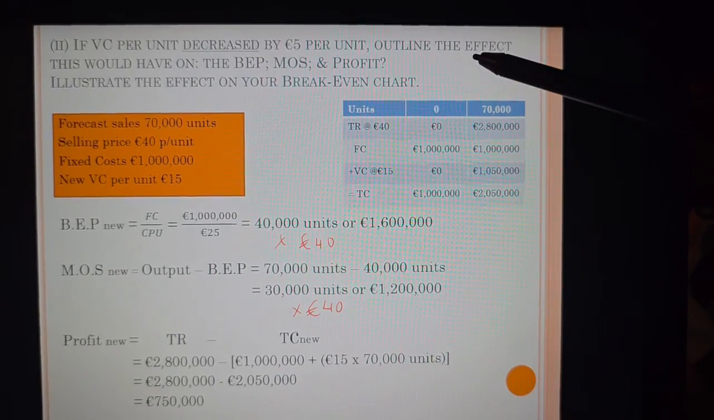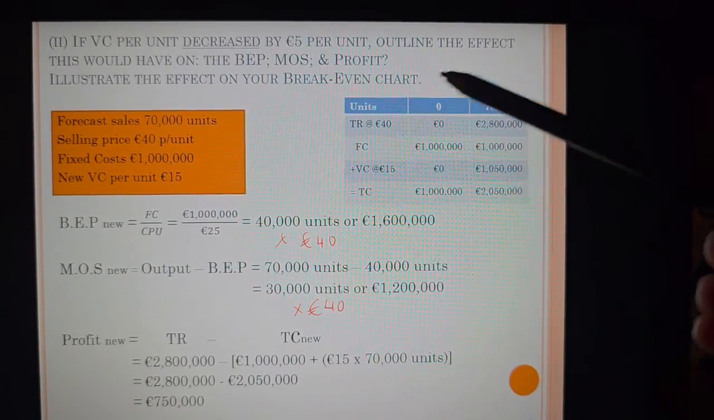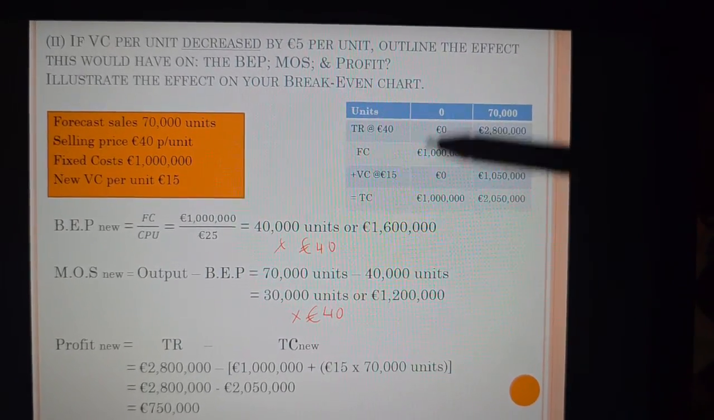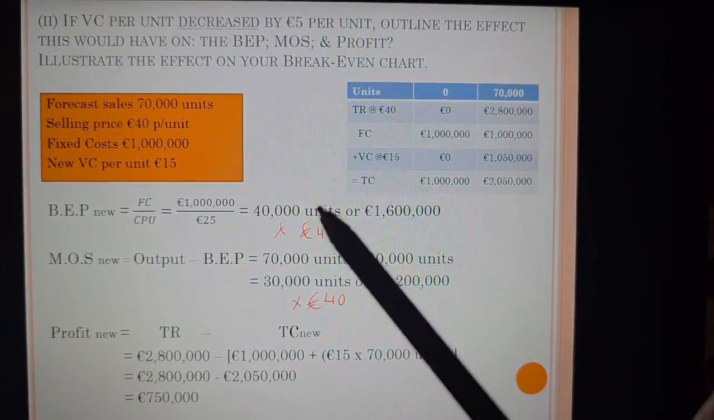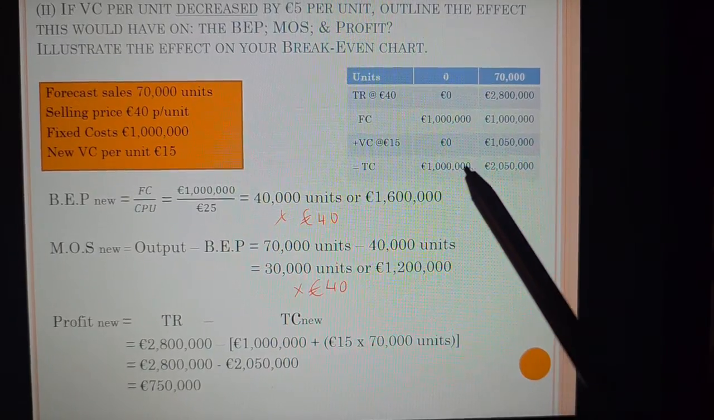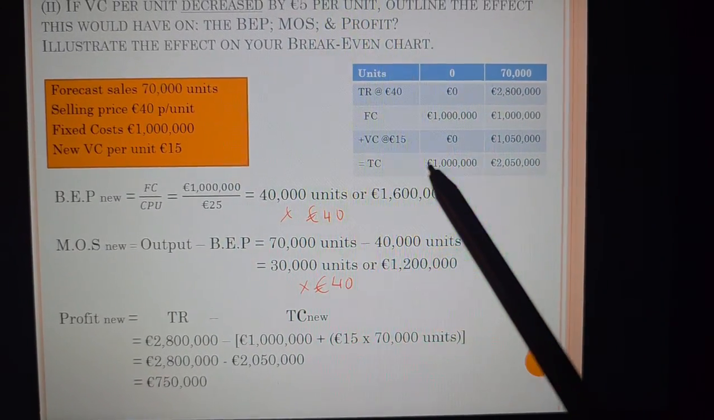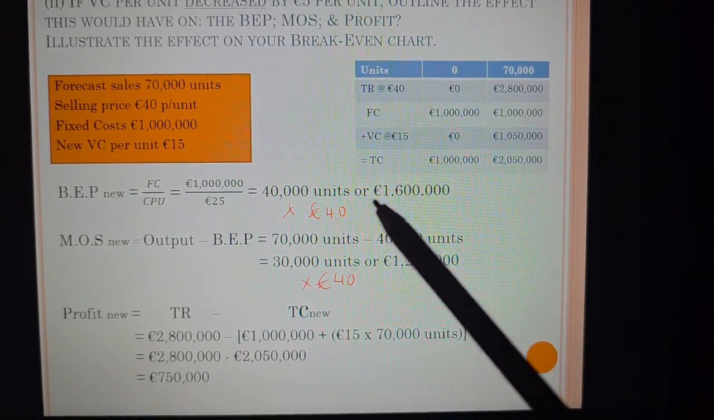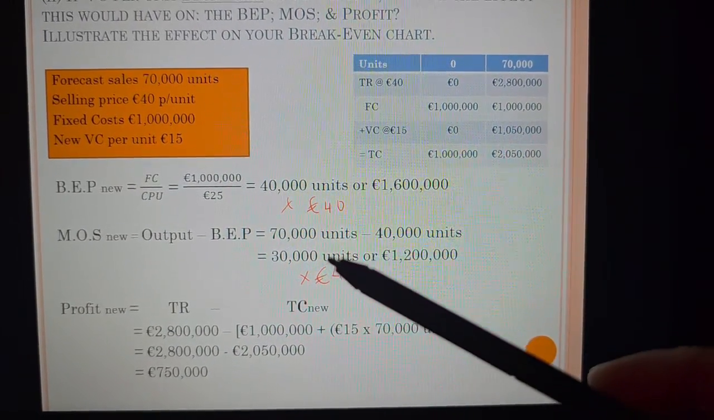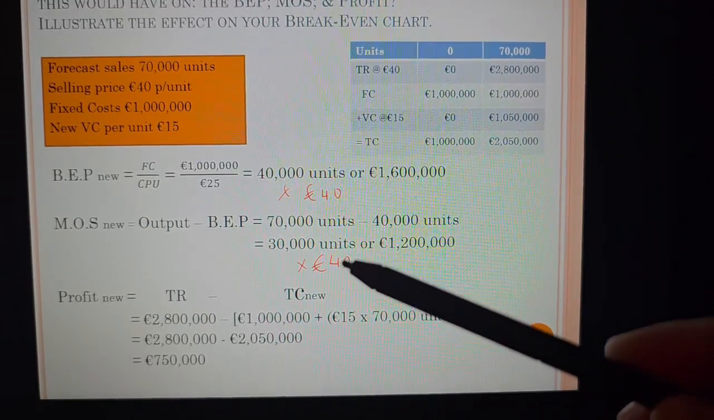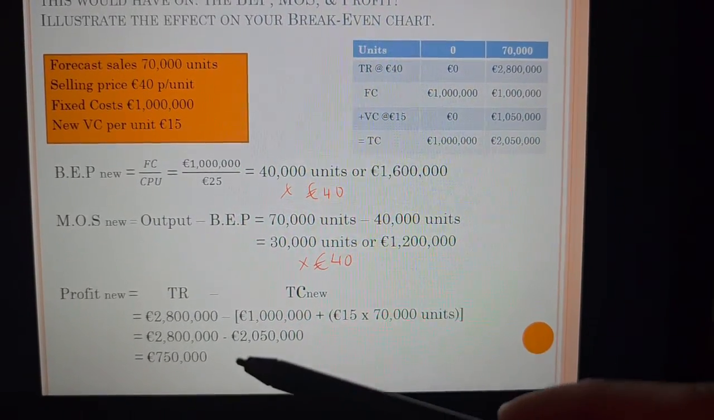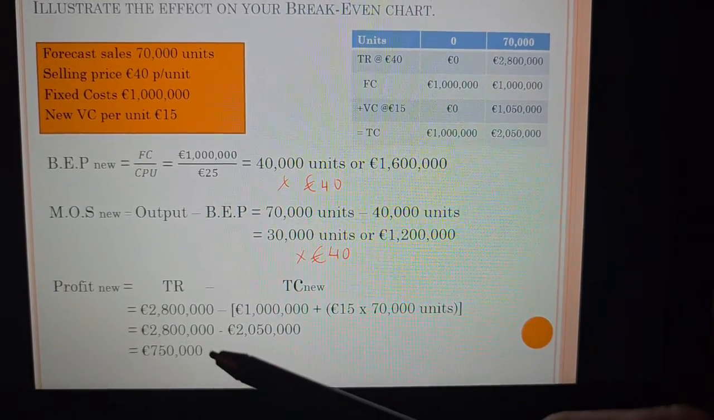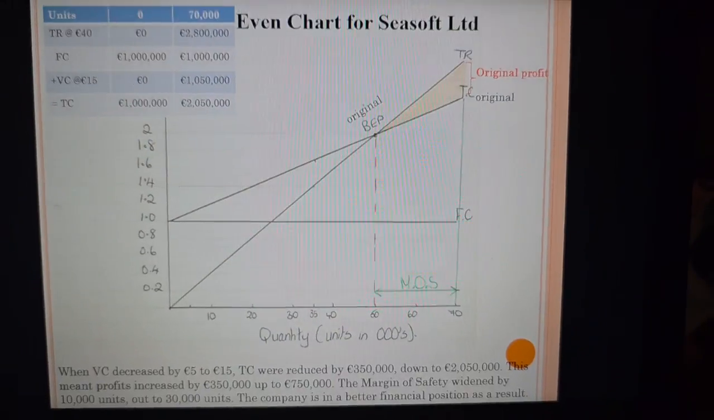So that's the first thing, okay? It said outline the effect. So I've calculated the effects. I now need to just briefly outline, okay, with your couple of sentences, and then show it on the break-even chart. So I'm going to be graphing a brand new total cost line. That will be the only thing new onto the graph. So a brand new total cost line. We'll have a brand new break-even point at 40,000 units. We'll have a brand new safety net, margin of safety of 30,000 units. And our profit section is going to increase. It's going to widen the profit region to 750 grand.